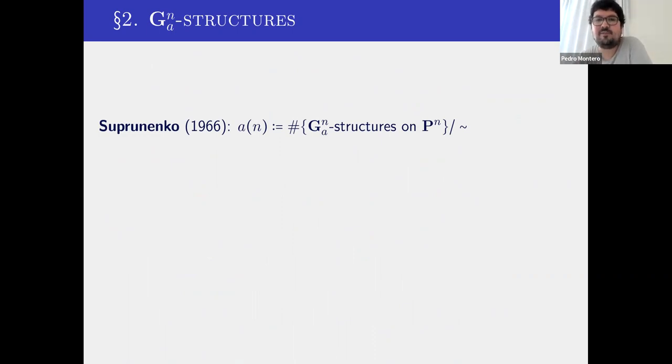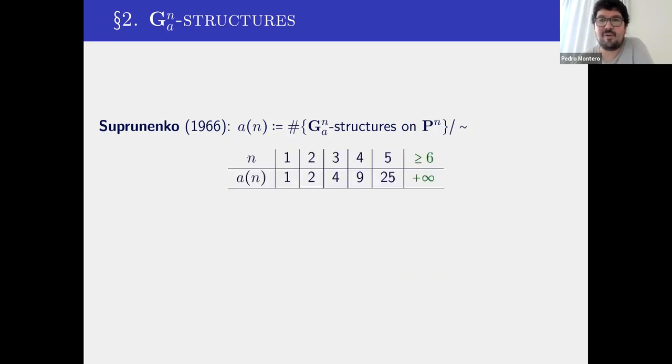his result by saying that if you want to count the number of isomorphism classes of additive structures on the projective space, then for P1 you only have one, for P2 you have only two additive structures, those that I showed you, for P3 you have four, for P4 you have nine structures, for P5 you have 25, and which is important for today because it will appear later, for P6 or P7 and higher, you have infinitely many non-isomorphic additive structures. So P6 can be additive in very different ways, infinitely many ways to be additive.